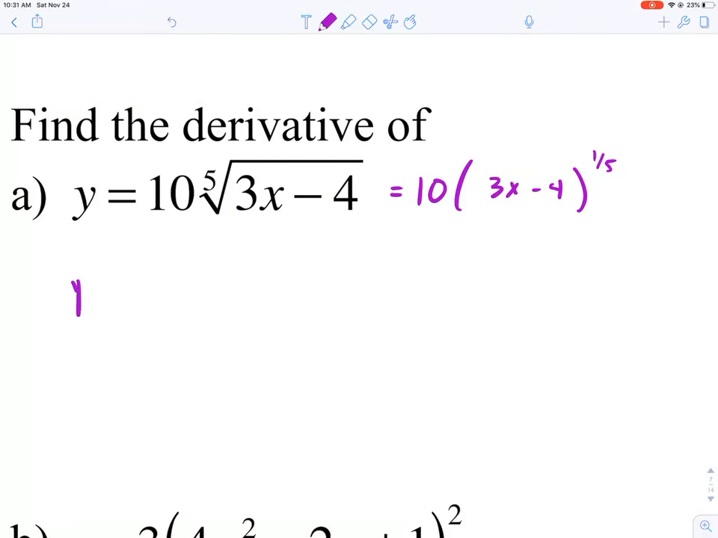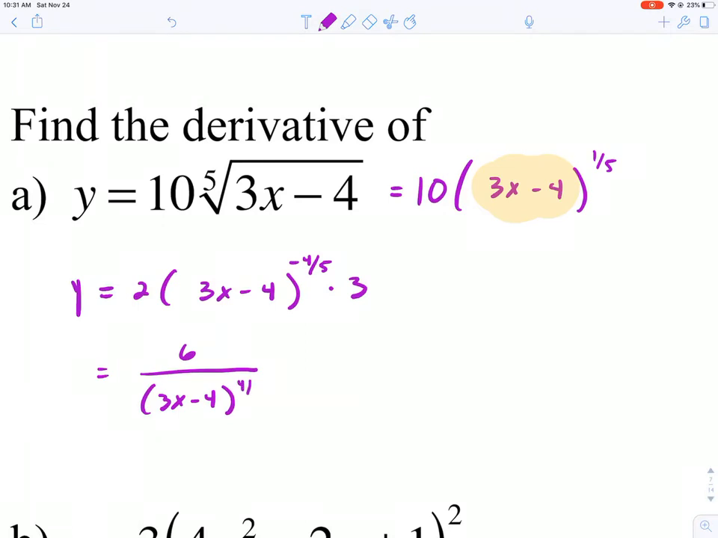We're going to think of 3x minus 4 as the inside function. 10 is just a constant, and the 1/5 power is the outside function. So we'll do 10 times 1/5 for the derivative of the outside, so that's going to be 2. Leave the inside alone, subtracting, so 1/5 minus 1 would be negative 4/5, and then times the derivative of the inside, which is just 3. And then rewriting this without the negative exponent, we'll have 6 over (3x minus 4) to the 4/5 power.